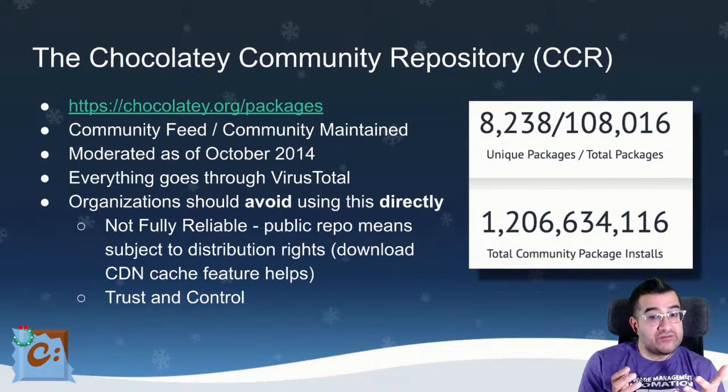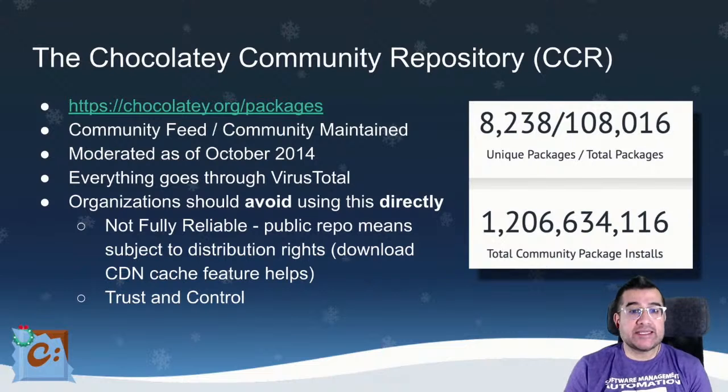So it is a community feed, right? And it is community maintained. We have a set of maintainers. Some of us work at Chocolatey, some of us are in the maintainer community. And it has been moderated as of October 2014. So every package that goes up and every update that goes up to the community repository gets reviewed by a moderation queue. And what does that moderation entail? We have an automation called Package Verifier that goes through and installs and uninstalls a package to make sure that it functions properly, first of all.